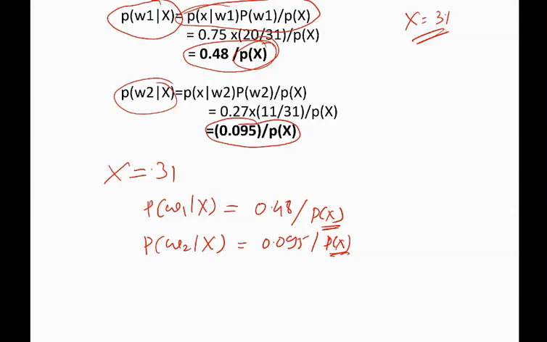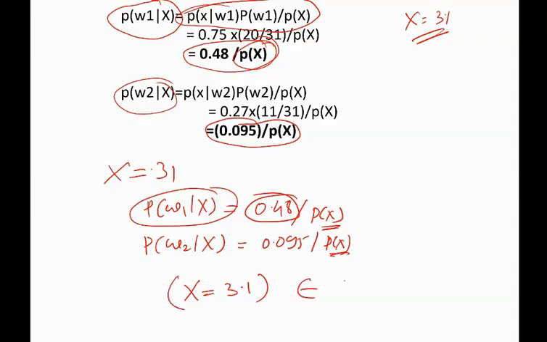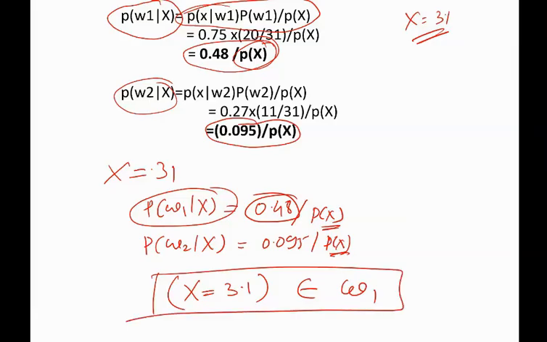Now to take the decision with minimum error using Bayes, we need to choose the term that is higher, which is 0.48 compared to 0.095. So my final decision is that x equal to 3.1 belongs to omega 1. This is my classification. I hope you have understood the use of k nearest neighbor estimation.